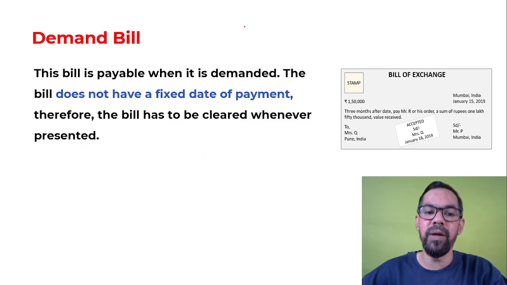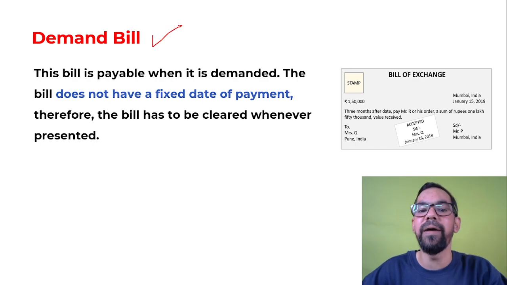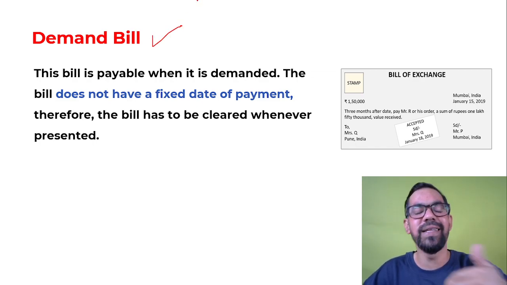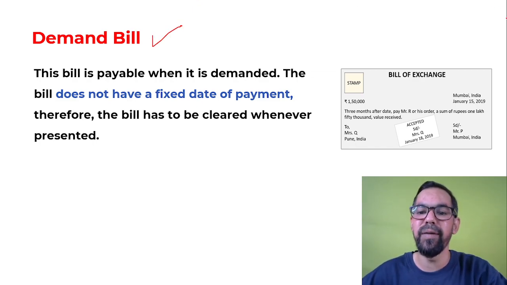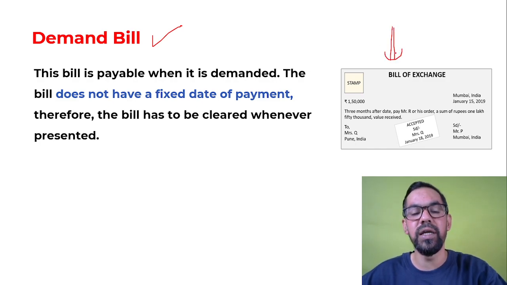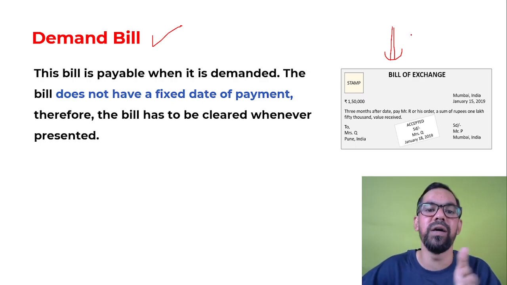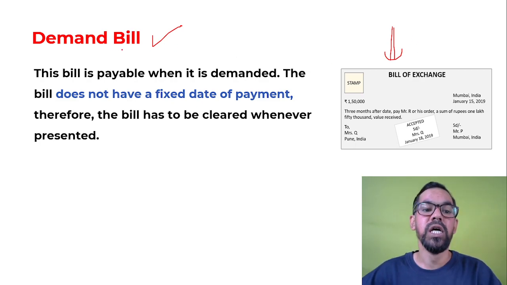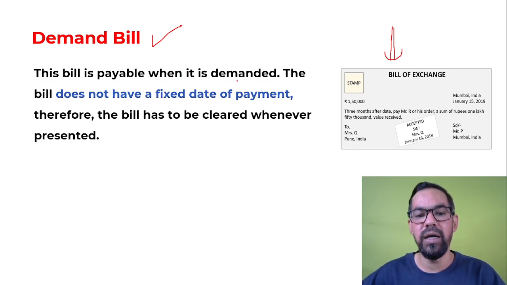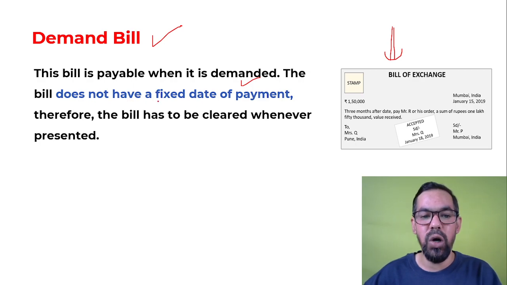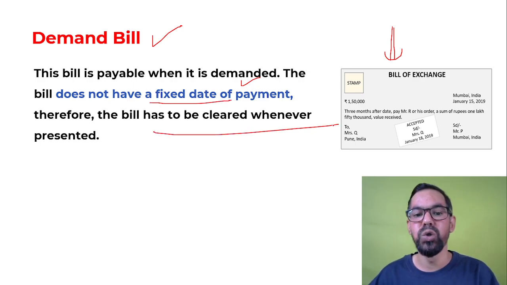Next one, demand bill. It can be demanded anytime by the buyer or by the seller. There is no maturity period, so it can be presented by the seller anytime to the bank, and you have to make that particular fund available. So this is payable on demand. The bill does not have a fixed date of payment. Therefore, the bill has to be cleared whenever it is presented.